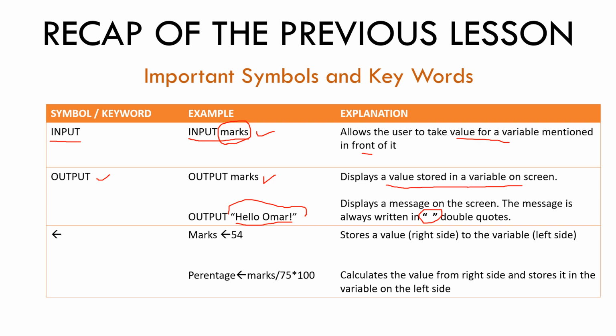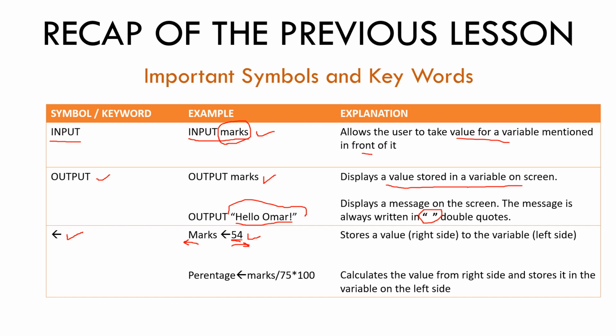And then you also learned about this sort of arrow symbol. This arrow symbol is basically called an assignment operator. We call it an assignment. Assignment means that it is going to assign a value to a variable. So you have two sides of this assignment. There is a left side and then there is a right side. On the right side, you write the value that you want to store.